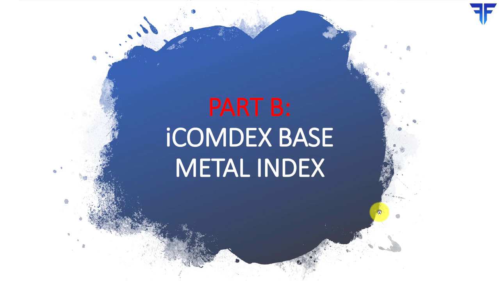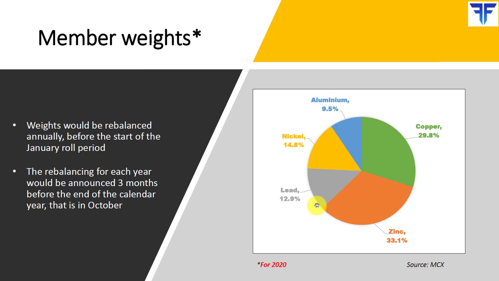Let us now focus from individual base metal indices to the iCOMDEX base metal index. Let us start by talking about member weights. For the year 2020, zinc occupies the highest weight of 33%. Next is copper, which occupies a weight of 30%. Combined, these two metals account for nearly 2/3 of the index. Meanwhile, nickel and lead account for 15% and 13% respectively. Lastly, aluminium accounts for the lowest weight at around 9%.